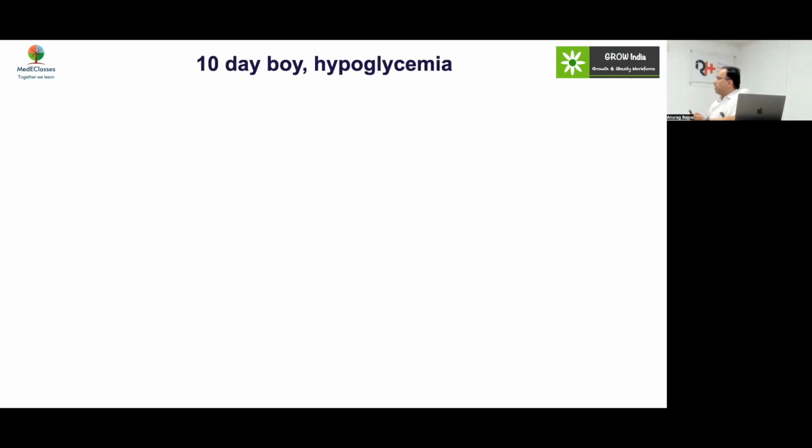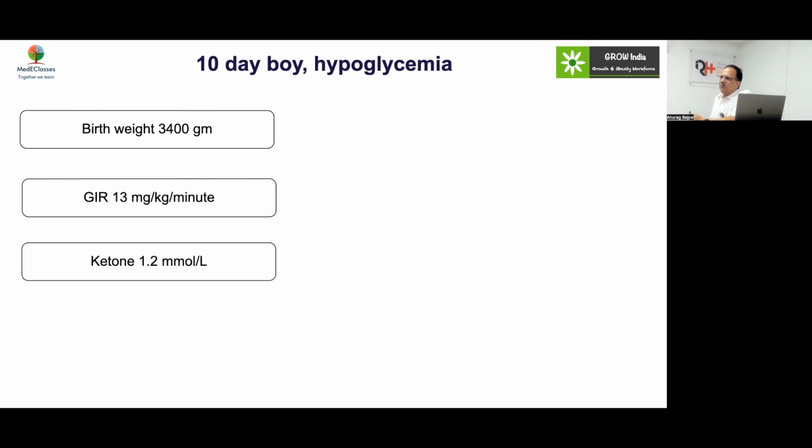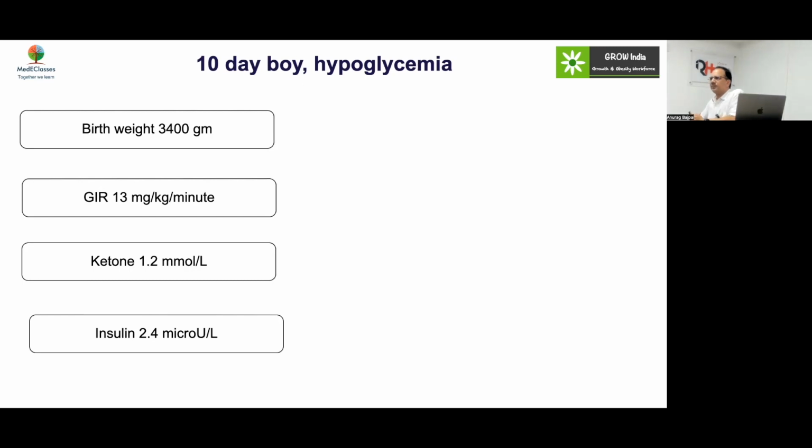10-day-old boy with hypoglycemia, birth weight is 3,400 grams. So what is less likely in this child? Which disorder is effectively excluded? The weight is not high, so it's not likely to be a macrosomia scenario. So Beckwith-Wiedemann hyperinsulinism will be less likely. GIR is 13, ketone is 1.2, so borderline. Insulin is 2.4. What will you think of?